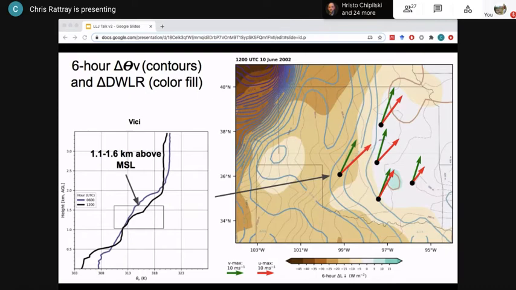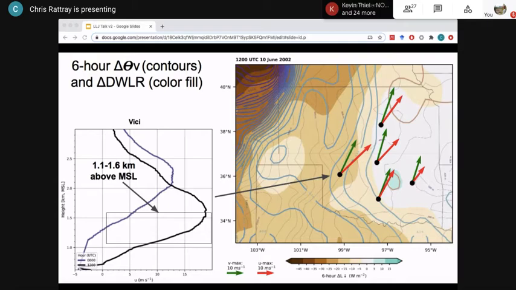Taking a look at a theta V profile from VICI between 12 and 6 UTC, we see that around that height, there's not much change. It looks like it even warmed a little bit there. So when we use the thermal wind as before, we see that this height corresponds to where it increased up until, so it's still consistent with what we saw with the thermal wind.